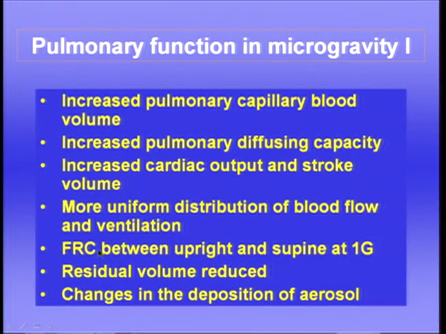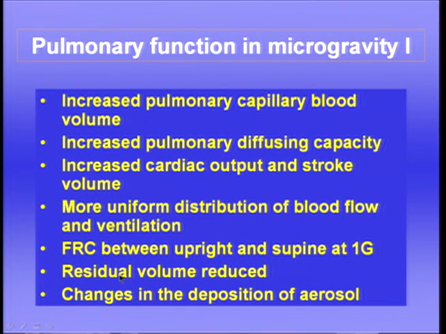The functional residual capacity was between the upright and supine measurements at 1G. And that's because in the upright position, the diaphragm is pulled down by the weight of the abdominal contents. In the supine position, the diaphragm is pushed up by the weight of the abdominal contents, and in microgravity, it's halfway in between. And that was predicted, incidentally, by one of the physiologists many years ago. A very interesting finding is that residual volume was decreased.